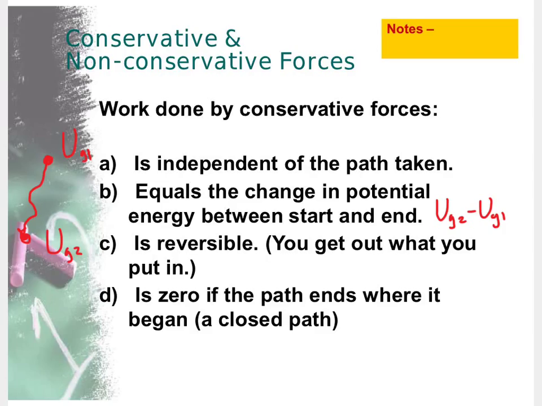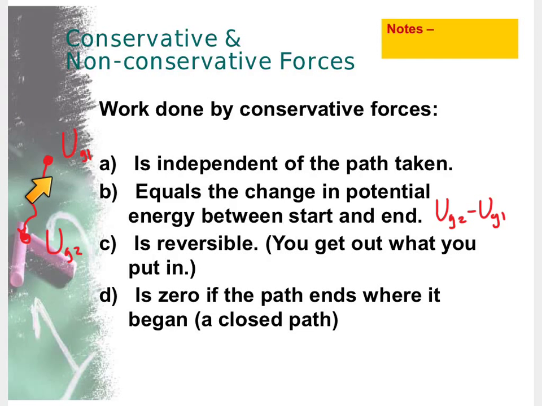The third property of work done by conservative forces is that the work done by a conservative force is reversible. In other words, if I go from this point down to this point, I gain some energy, some kinetic energy. So we gained kinetic energy when we came from here down to here, if this is a gravitational force. And then when I go back up this path, up to this point, I have lost that same amount of kinetic energy, and it has become gravitational potential energy once again. So the work done by a conservative force is reversible.